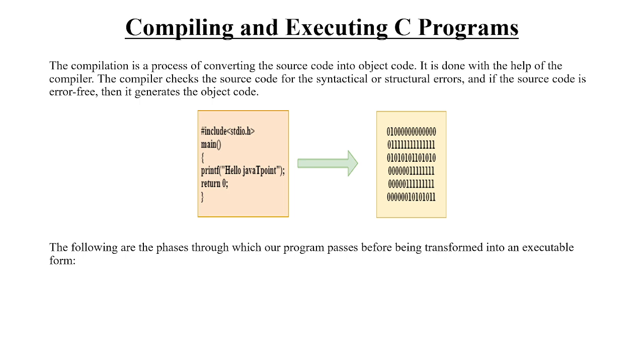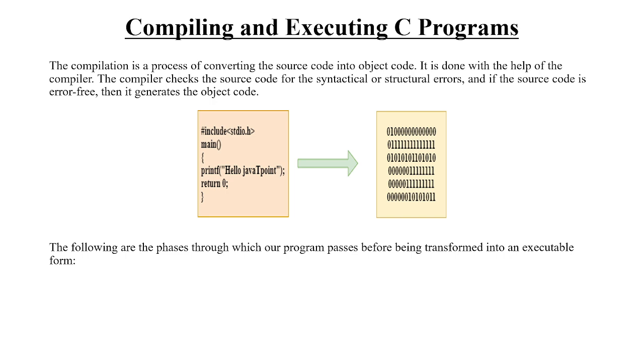It is done with the help of a compiler. I repeat, compilation is a process of converting the source code into object code, and this is done by a compiler. So how is it going to perform? The compiler first checks the source code, in order to know whether any syntactical or structural errors are there in the source code. If the source code is error free, then only it is going to generate the object code.